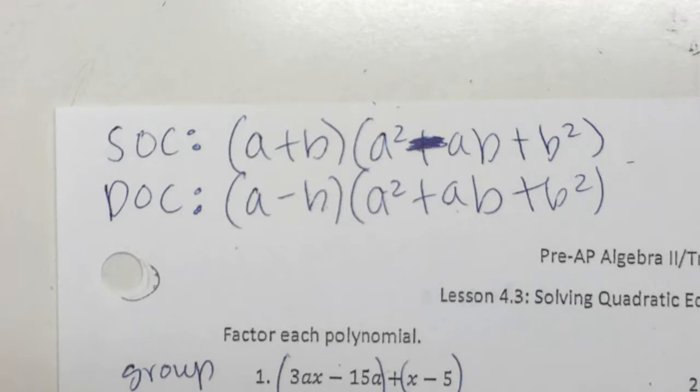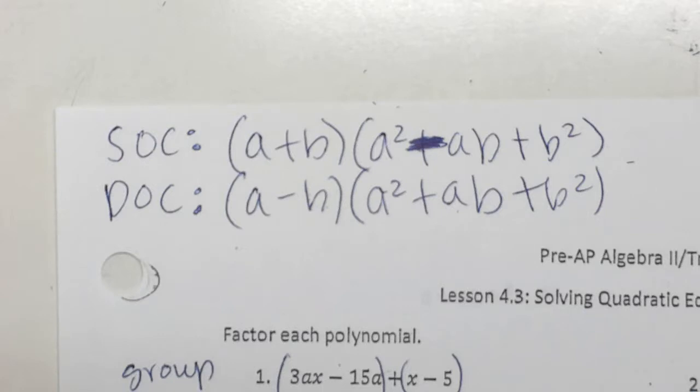Alright, so here's kind of the pattern to help you remember it. The middle signs are always different. See, the middle of this one's a plus, right? Middle of this one's minus. They're always different. Middle of this one's minus. Middle of this one's plus. Sum of cubes always starts with sum.